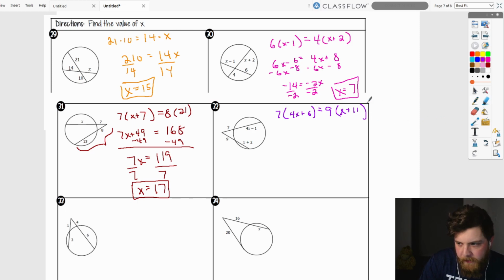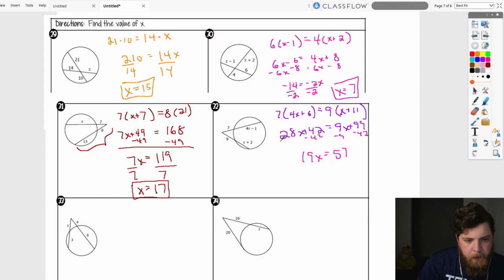Right? We end up multiplying this out. We get 28x plus 42 equals 9x plus 99. Okay. We can move 9x over, move the 42 over. We get 19x is equal to 57. We do that by minus 42, minus 42, minus 9x, minus 9x. And then we get x would equal 9.